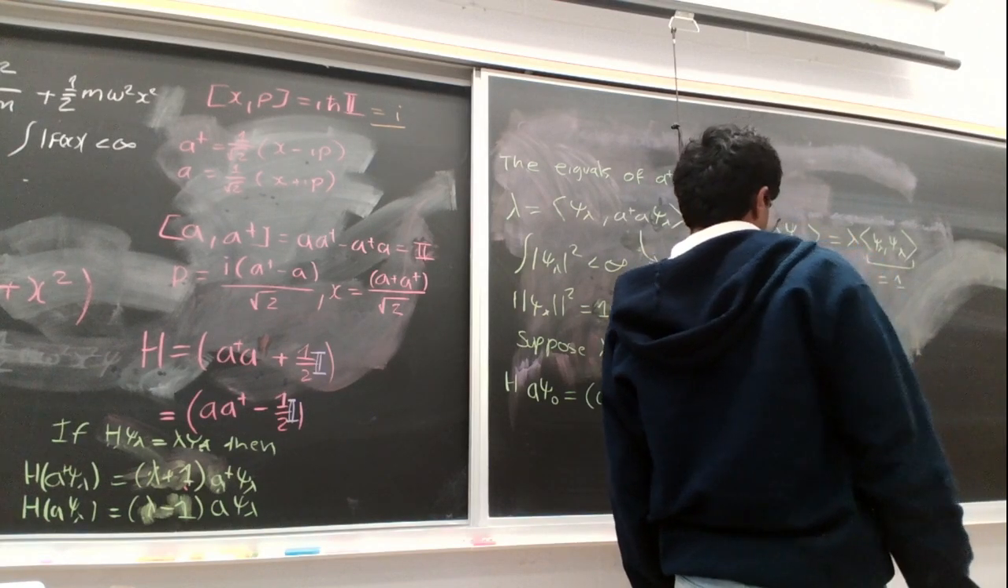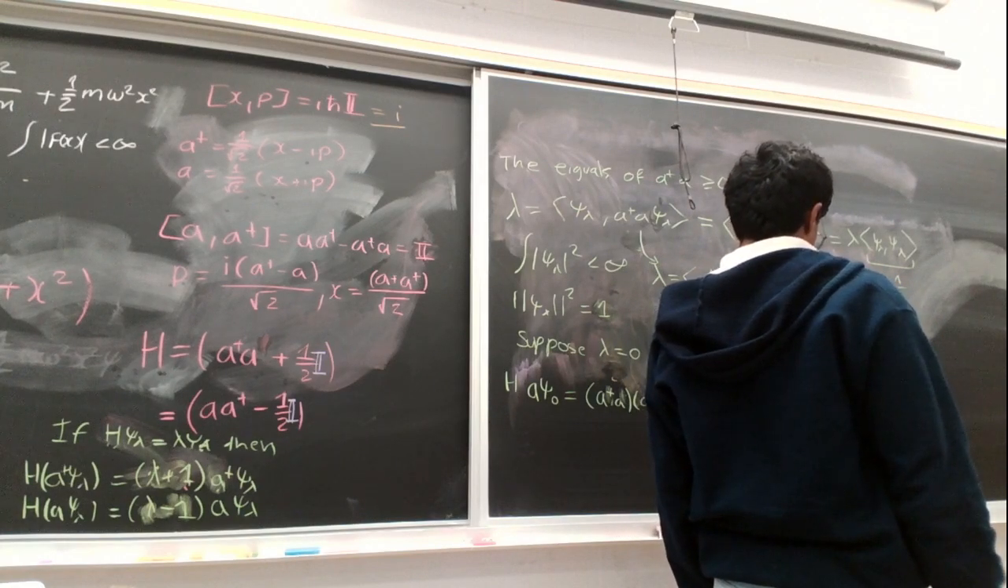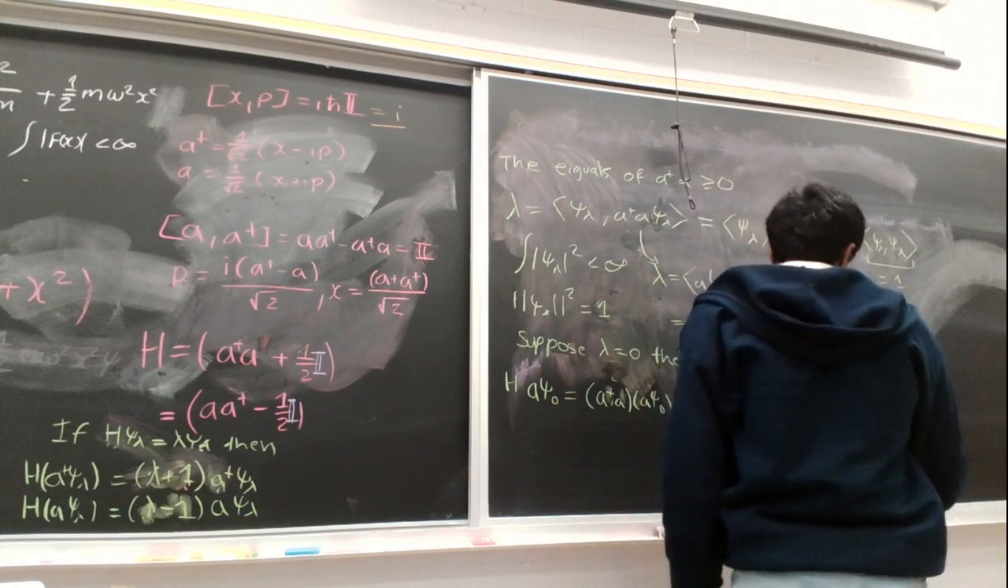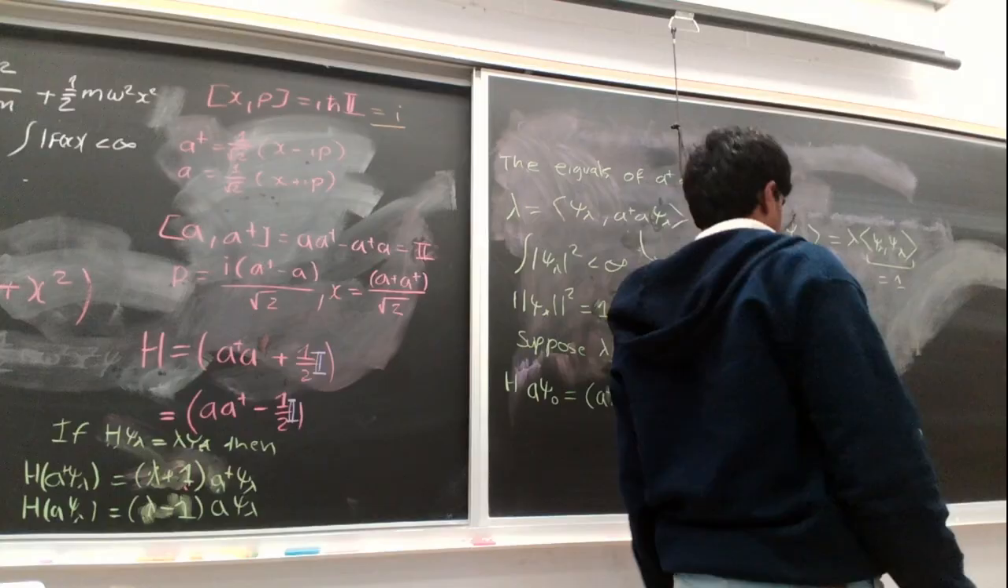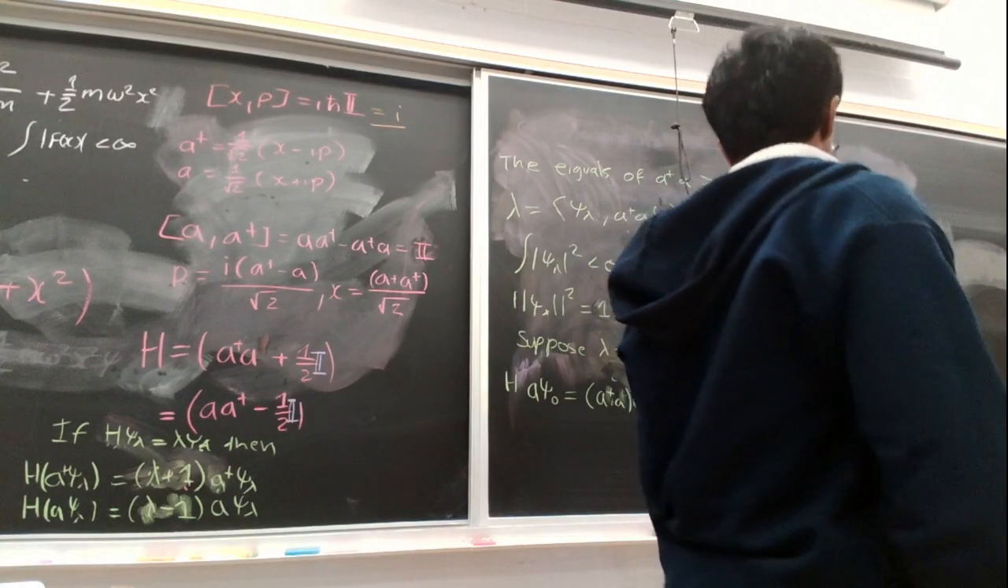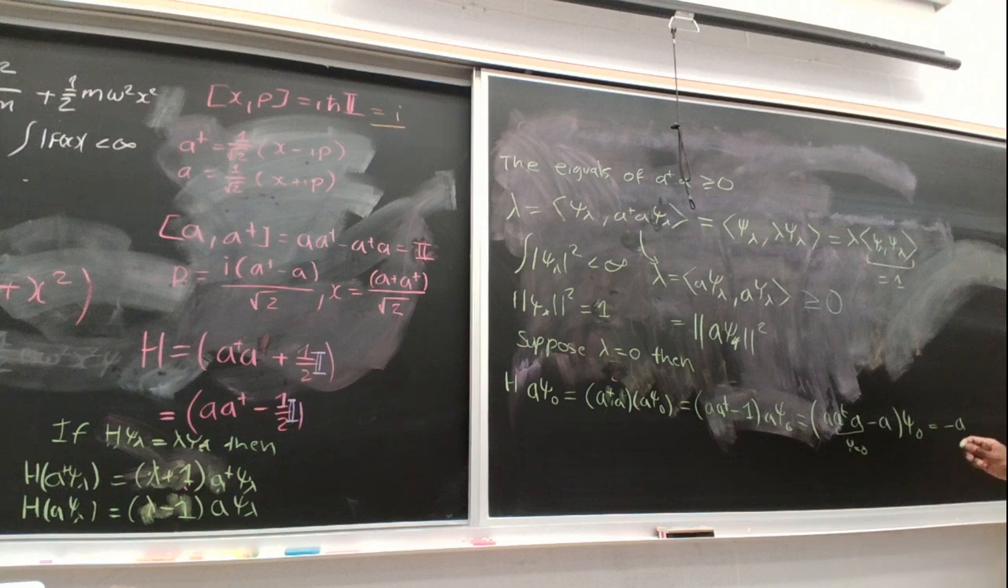Is a dagger a lambda? A dagger a is lambda, but we said lambda is 0, applied to psi naught specifically, right? So this gives me 0. And then I'm just left with equal to minus a psi naught.